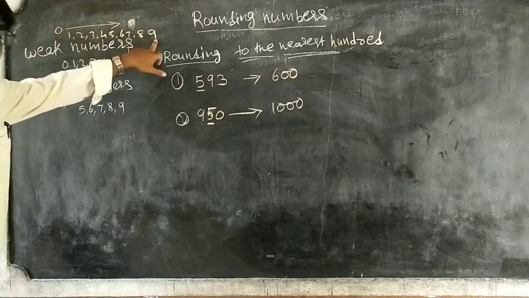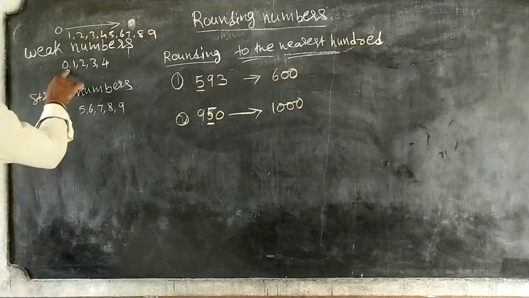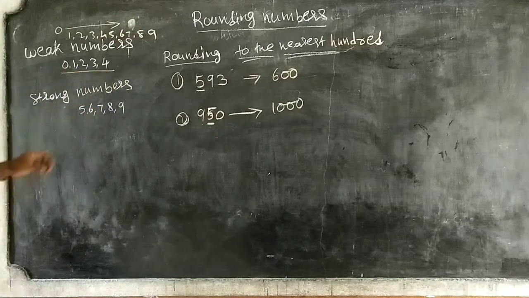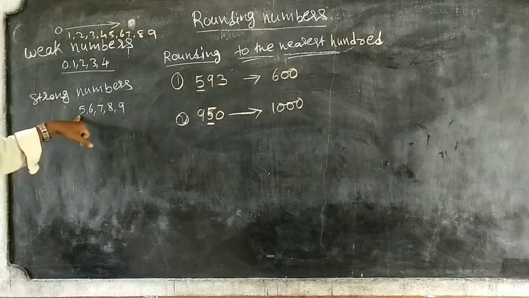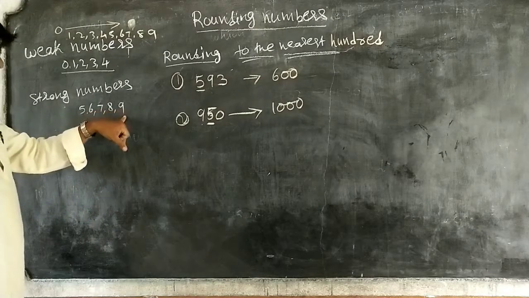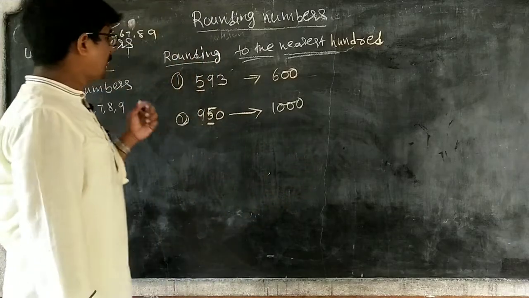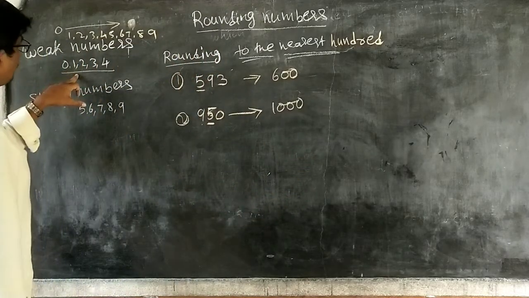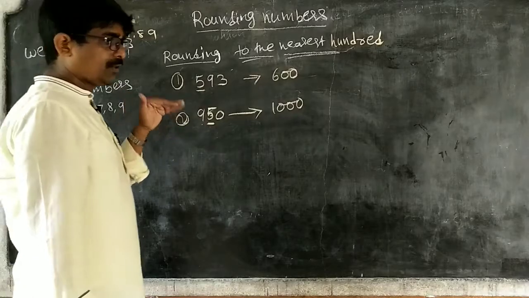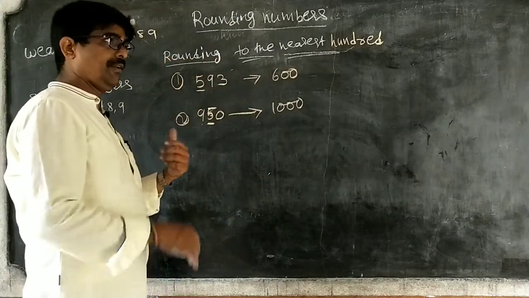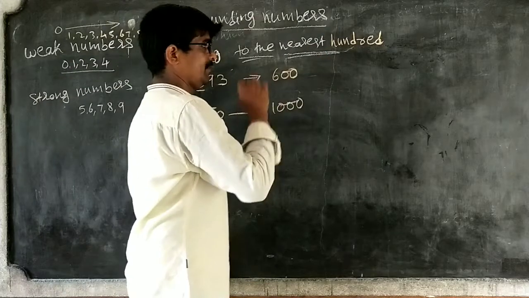Once again, listen. In the numbers 0 to 9, 0, 1, 2, 3, 4 are the 5 weak numbers. 5, 6, 7, 8, 9 are the 5 strong numbers. So whenever a weak number comes, you stay with that number only. Whenever you get a strong number, we go to the next number.